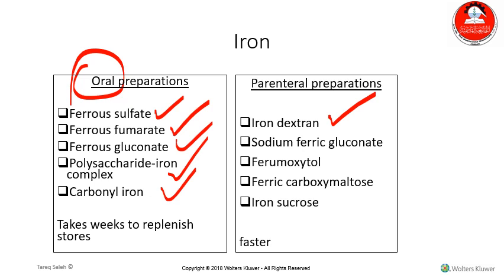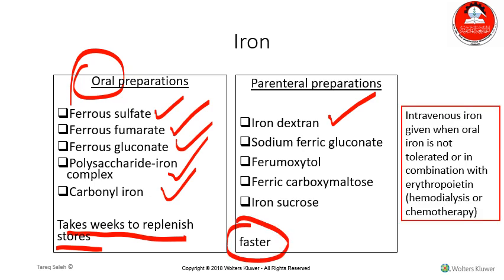Note here that, as you would expect, replenishing iron stores might take more time when iron is replaced orally. Okay, so the oral treatment is very slow and takes weeks to correct iron stores and then to correct the anemia. While on the other hand, parenteral iron is faster. However, we only use parenteral iron in patients who cannot tolerate oral preparations of iron. They have severe side effects from that, so you have to switch them to IV. Or we use IV iron in combination with erythropoietin for the treatment of anemia caused by chemotherapy or chronic kidney disease, as we will discuss later in this lecture.